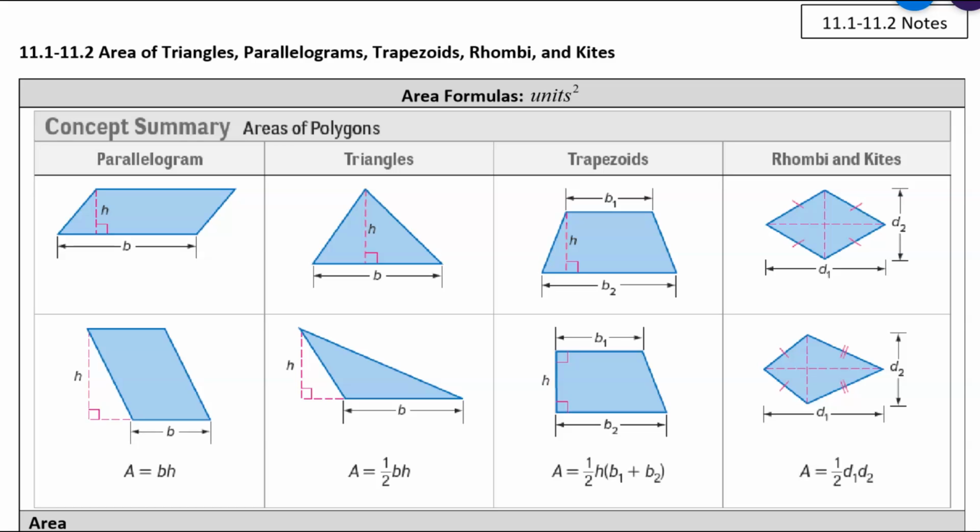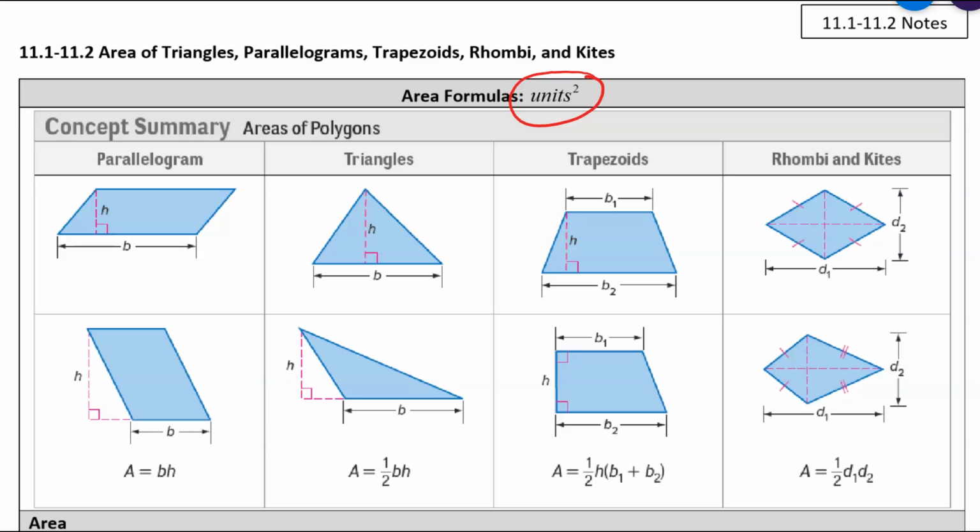Now we are going to move on to the next chapter, chapter 11, which is going to cover area. So we're first going to review area of triangles, parallelograms, trapezoids, rhombi, and kites. The very first thing you need to be aware of is that everything will be in units squared because area covers flat surfaces. So it will be square feet.